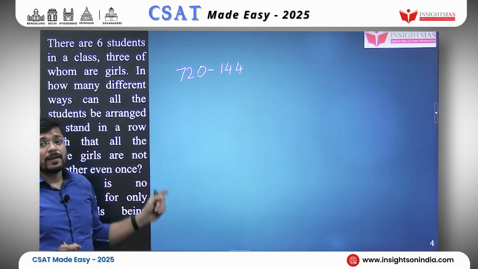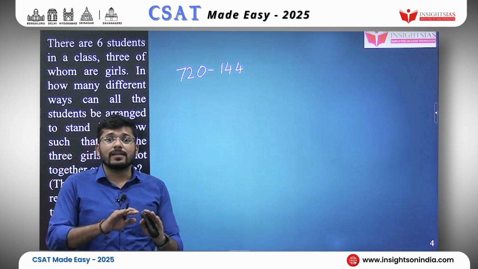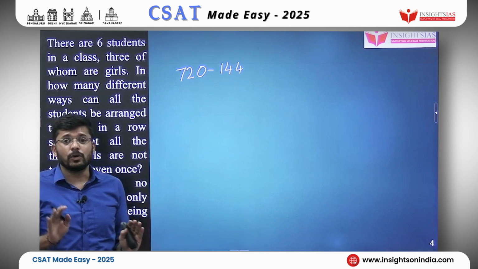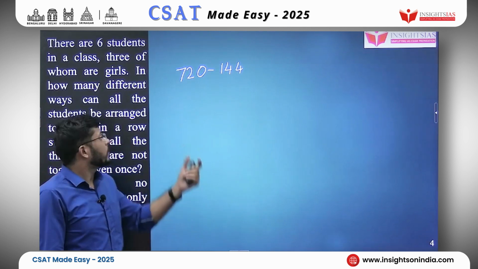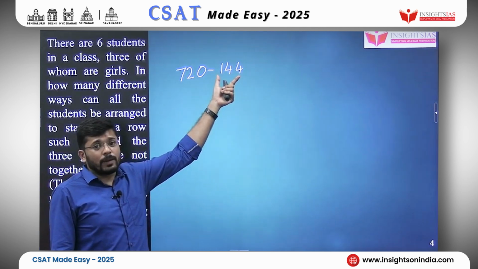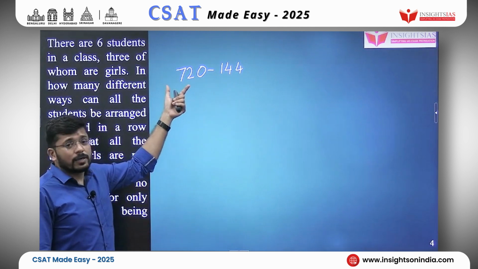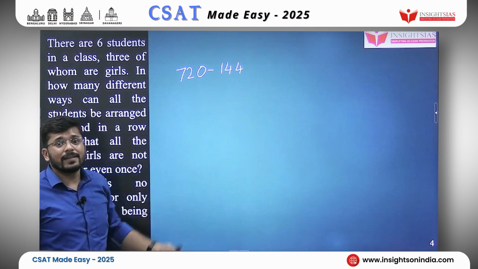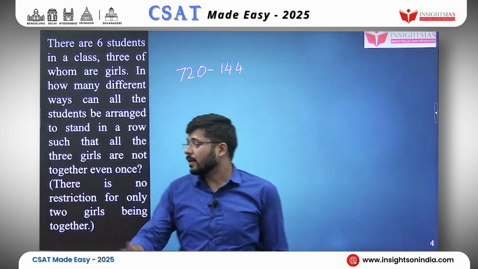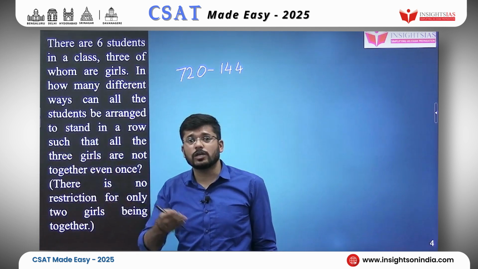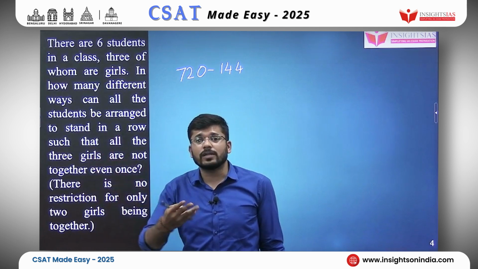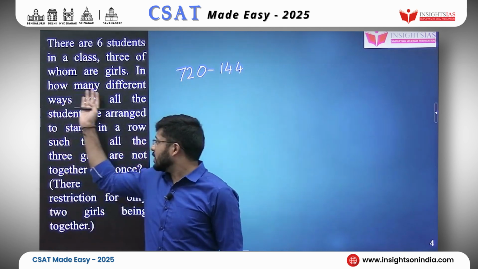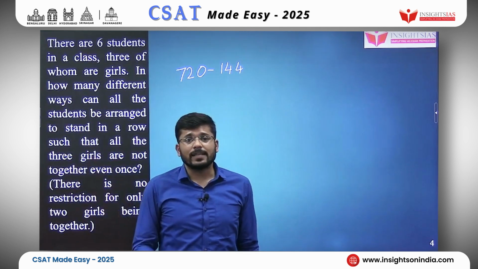Now they are asking us to count the number of ways in which the girls are never together. All 3 girls are never together. 2 of them can be together, but all 3 girls are never together. So this 144 represents that. If we subtract this condition from the total number of conditions, we will get the exclusion condition. What are they asking us to exclude? They are asking us to exclude the cases in which all 3 girls are together. So 720 minus 144 will satisfy the exclusion condition given in the question.